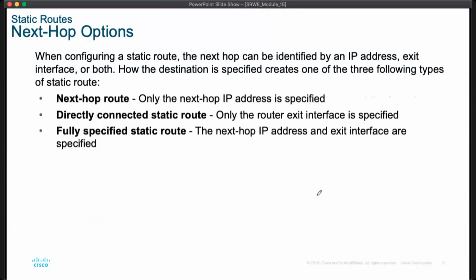Next hop options. When configuring a static route, the next hop can be identified by an IP address, exit interface, or both. How the destination is specified creates one of the three following types of static route. Next hop route: only the next hop IP address is specified. Directly connected static route: only the router exit interface is specified. Fully specified static route: the next hop IP address and exit interface are specified.